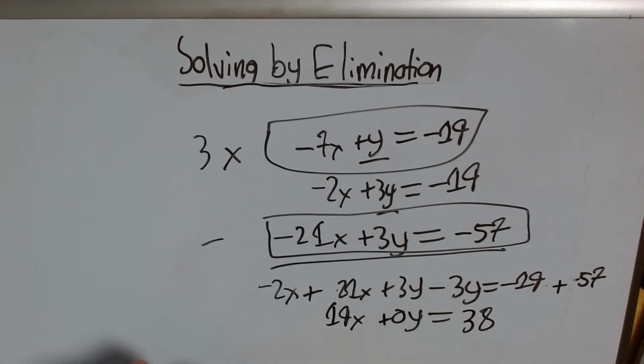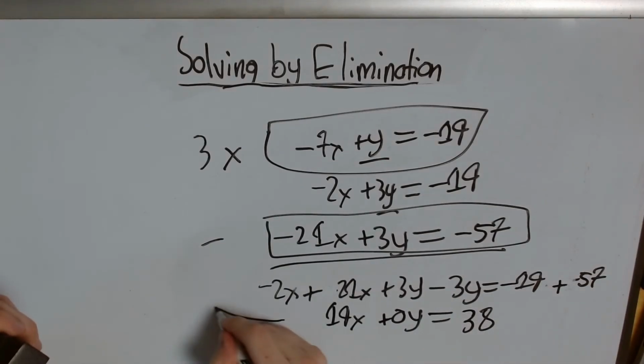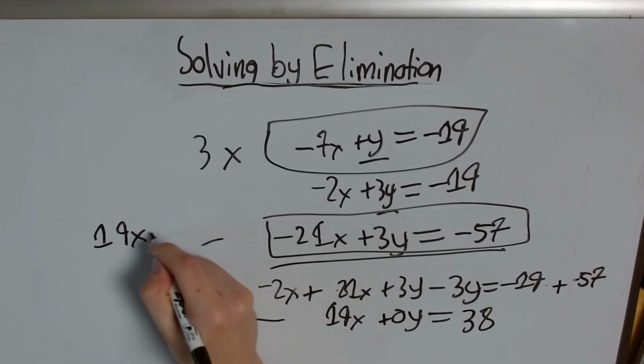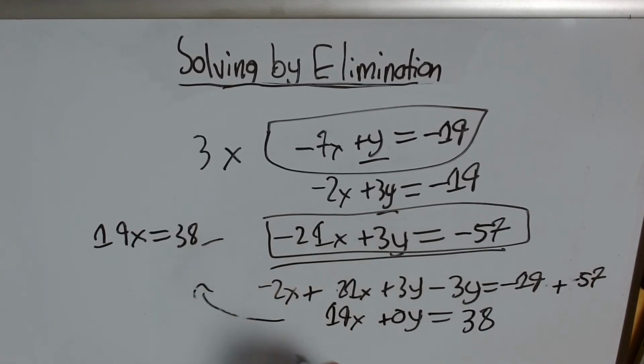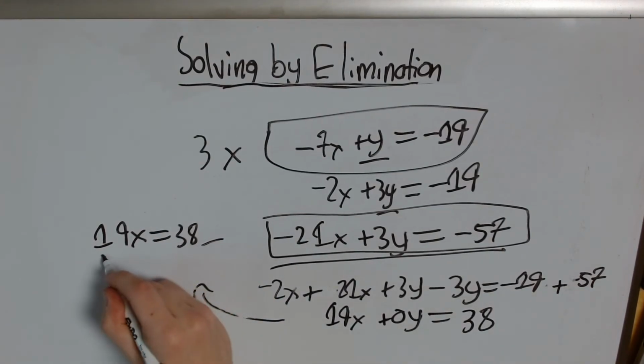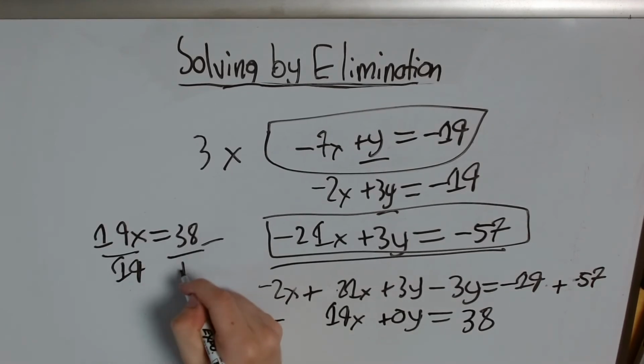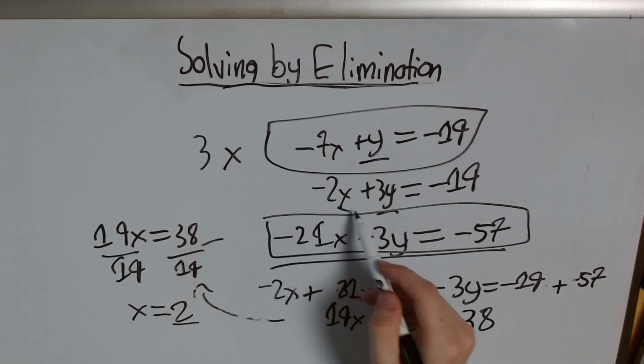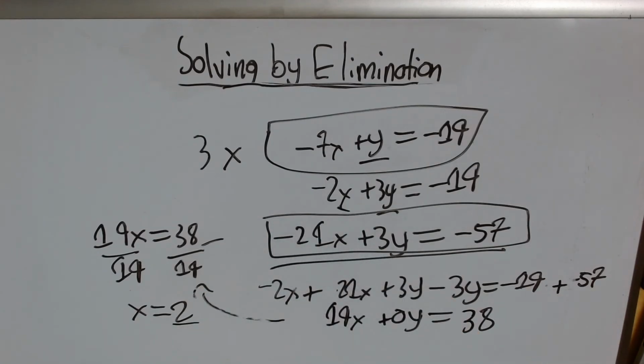So what I really have is 19x equals 38. Now I have a single step equation. Divide by 19. I get x equals 2. And sure enough, if I wanted to find y, it's a simple process. I go into either one of these equations, I plug in 2 for x, and I just solve for y.